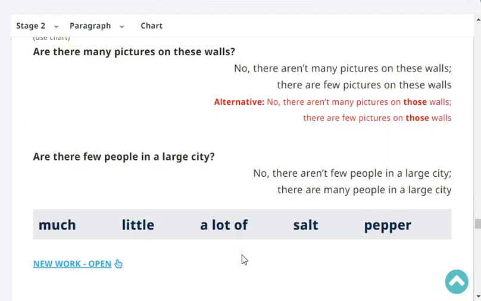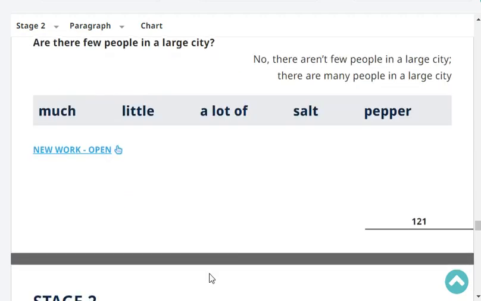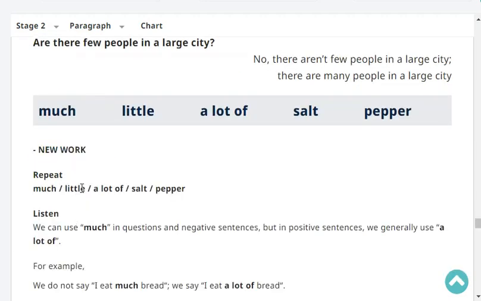Are there few people in a large city? No, there aren't few people in a large city. There are many people in a large city. Very good.